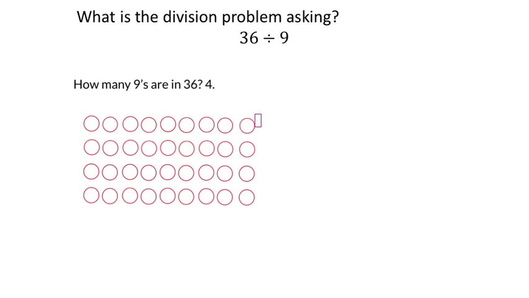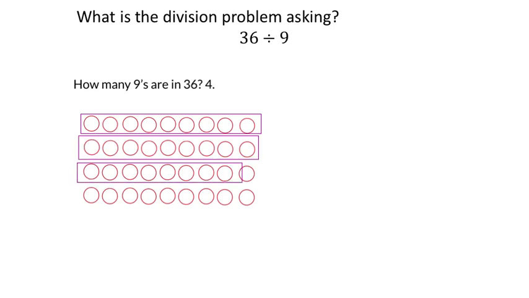Okay, so if I were to say, well, look at this group of 9. There's one group of 9. There's another group of 9. There's another group of 9. And there's another group of 9. 4 groups of 9 in 36. So that's why, how many 9s are in 36? That's what this is asking. That's why the answer is 4.